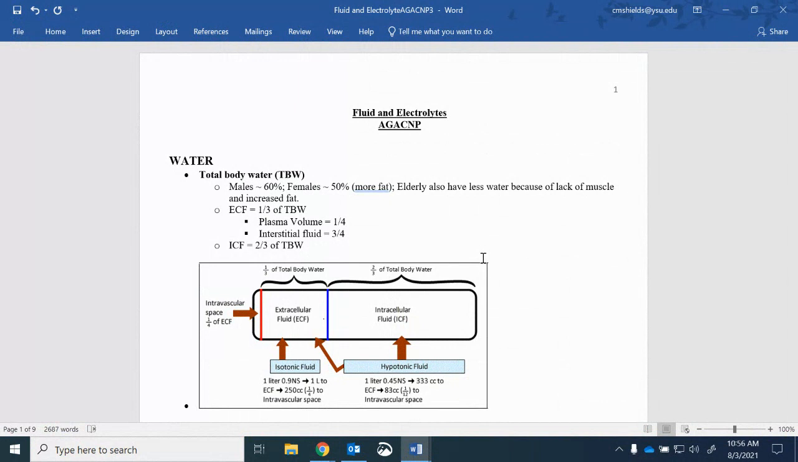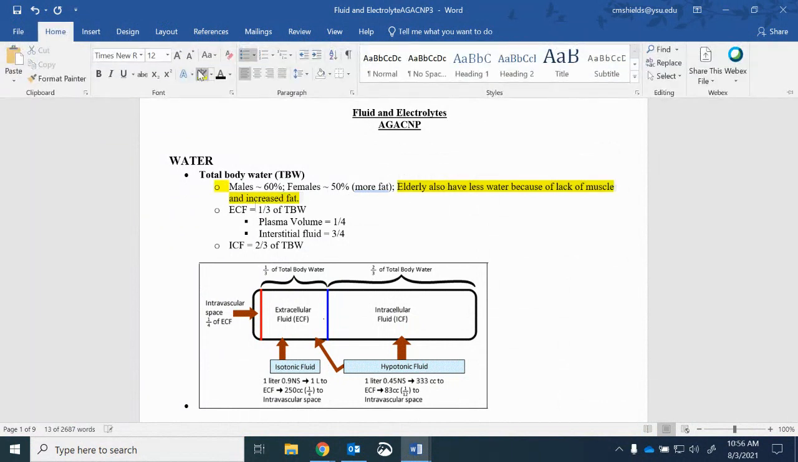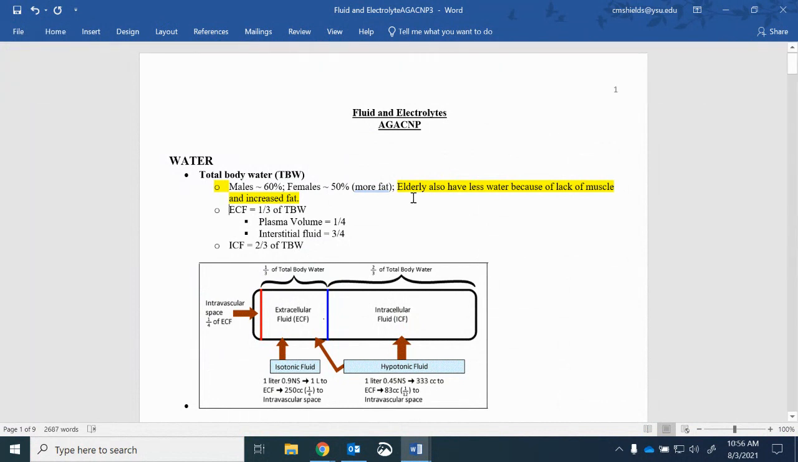All right, so let's just start with fluid. We'll talk about total body water. In males, total body water is about 60%, females about 50%. So we know that the majority of our body is fluid, and women are a little bit less because there's more fat. Elderly also have less water because of lack of muscle and increased fat. Okay, so they have less water. That becomes significant, so they're more prone to dehydration.